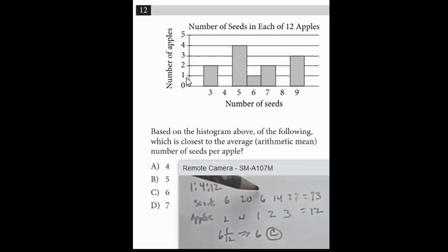Third one is 1 times 6, the fourth one, 2 times 7, 14. And the last one is 3 times 9, 27. 73 seeds.